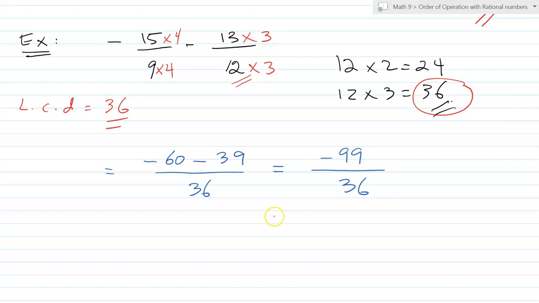Now, can we simplify? Sure we can. Divide the top and bottom by 9. Okay, we can do that. 9 is the GCF, or you can do 3 and then simplify more later, but you can just do it right away. So that becomes negative 11. That becomes 4. Final answer, negative 11 over 4. And that's it. Okay, that is it.